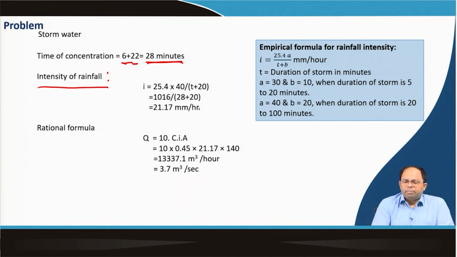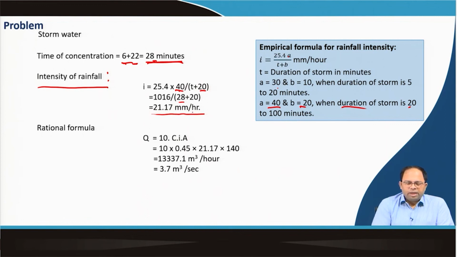So instead of picking the value from the IDF curve, we compute the intensity of rainfall using the empirical formula I equal to 25.4 into A by T plus B, where T is the duration of storm in minutes. A is 30 and B is 10 when the duration of storm is 5 to 20 minutes, and A is 40 and B is 20 when the duration of storm is more than 20 minutes. In this case we have 28 minutes, so we choose A is 40 and B is 20. With T as 28, we get around 21.17 millimeter per hour as the intensity of rainfall.